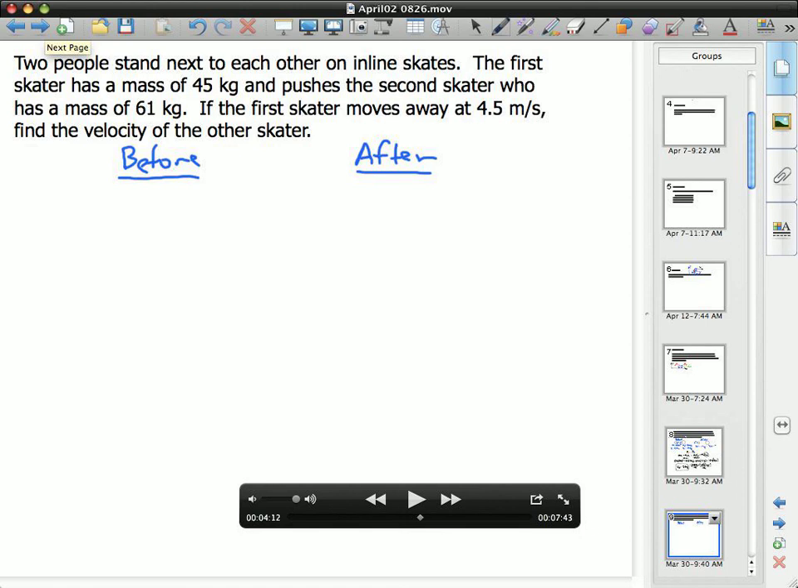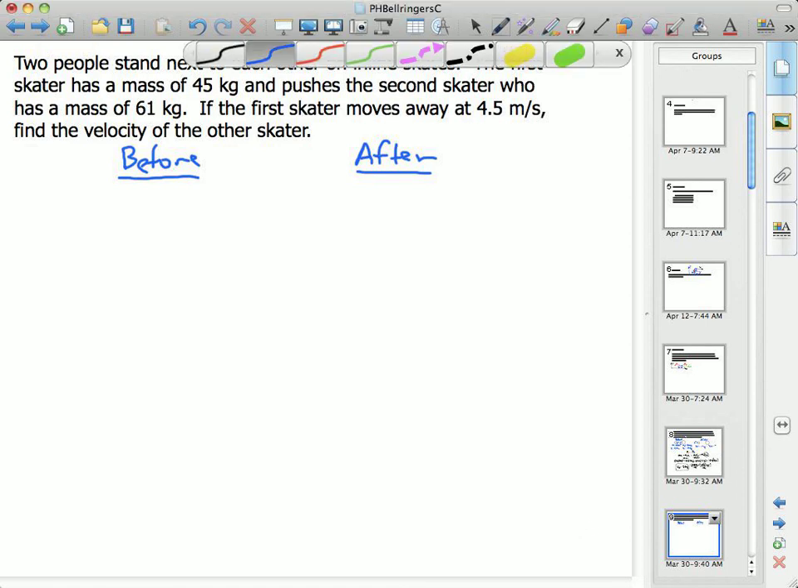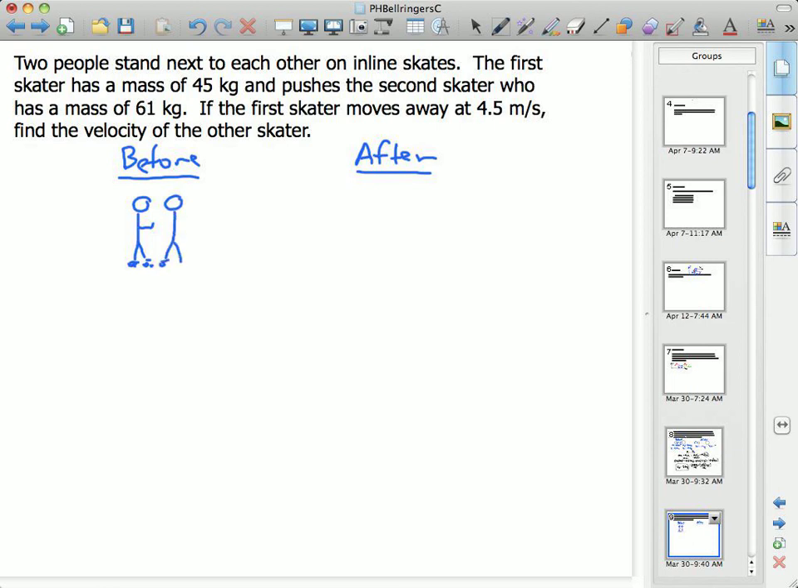Again, I'm going to draw a before and after diagram for this explosion problem. And again, it's an explosion because they're pushing apart and flying away from each other, just like an explosion would. Also, this is sometimes called a disintegration problem. Here we have the before picture. Notice they are both standing facing each other. Neither one is moving, so there is no momentum initially.